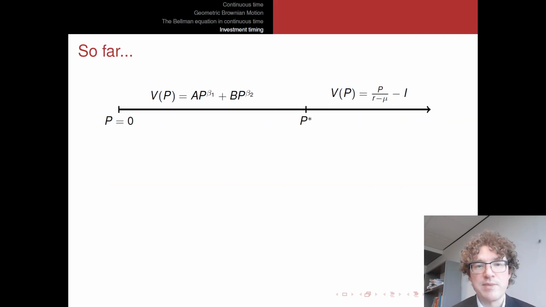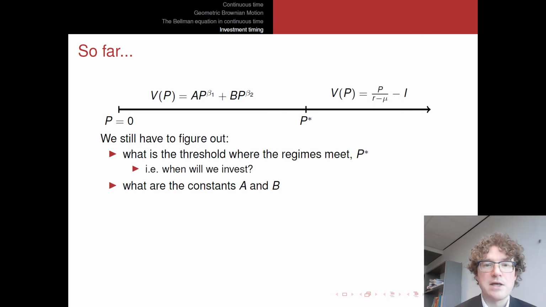So let's look at that in the picture. If p is below p star but above 0, we have the waiting option, which has this value, which satisfies the Bellman equation. If p is above this threshold, the value of this project will be the same value that we get if we immediately invest, because that's what we should do at that moment. So we have to figure out where that p star is. What is the optimal threshold when we should invest? And what are the a parameter and the b parameter here? These constants, what value should they take?